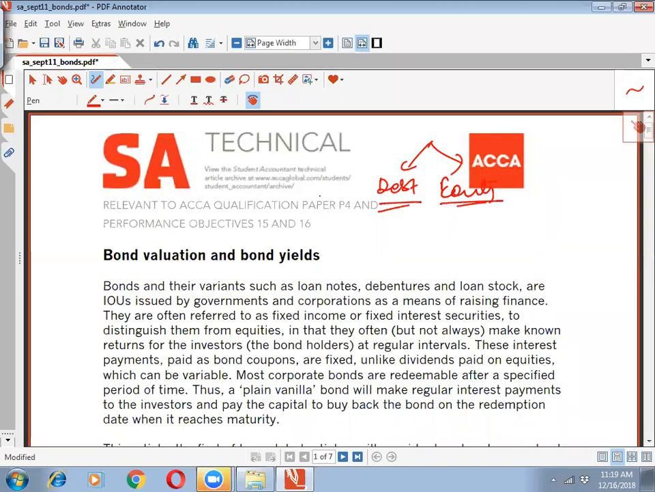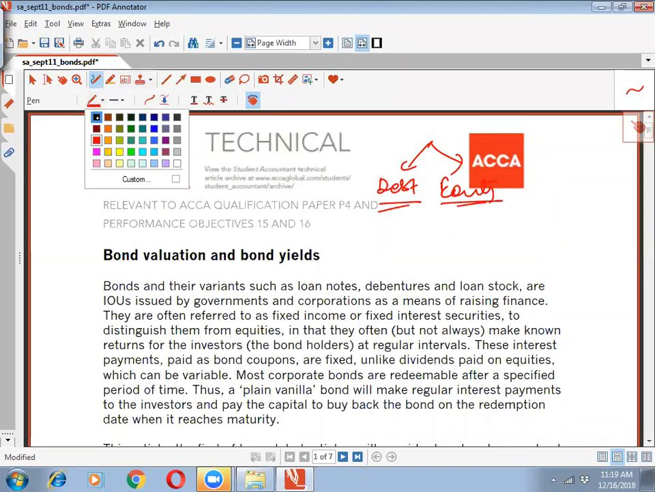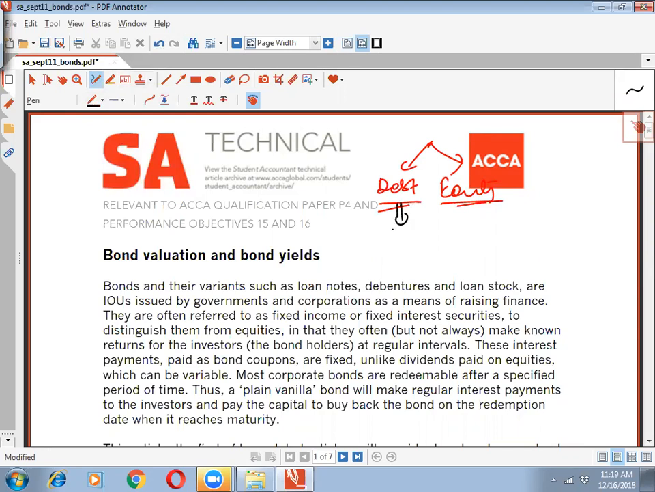Now, when we talk about debt instruments as a source of finance, we can either go for a bank loan or we can go for issuing debentures. There are also other forms of obtaining debt finance, but these are principally the two major modes: either you obtain a bank loan or you issue a debenture.